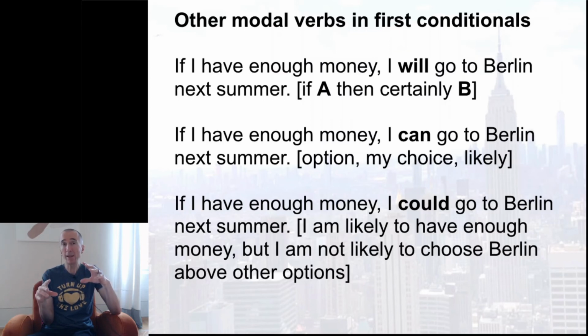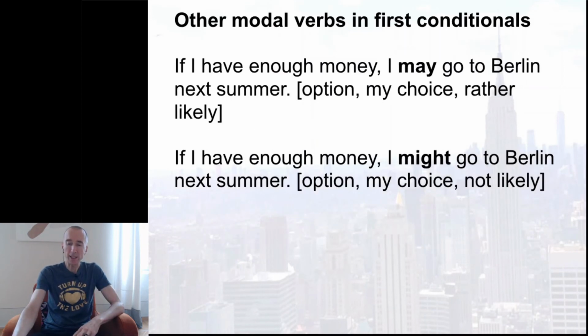This means I'm likely to have enough money, but I'm not likely to choose Berlin above other options. So I more likely will go to Paris or Copenhagen. Who knows? But Berlin is probably less likely. It's certainly less likely than in the second sentence there. I can go to Berlin.